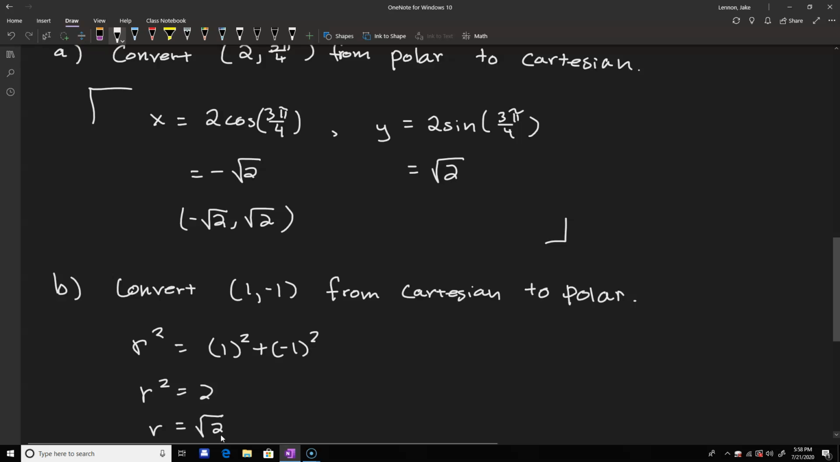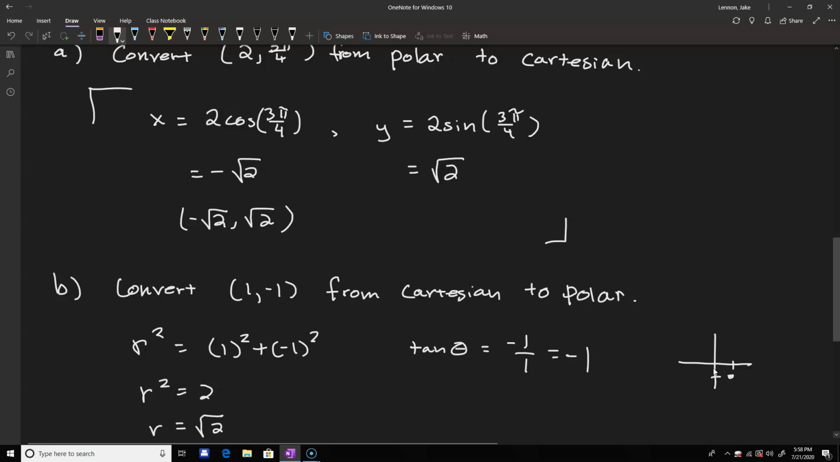So now we have to think about how to figure out what theta is. We know the tangent of theta has to be negative 1 over 1, which is negative 1. And then think about what quadrant this point is in. We have 1, negative 1, so we're somewhere down here in quadrant 4.